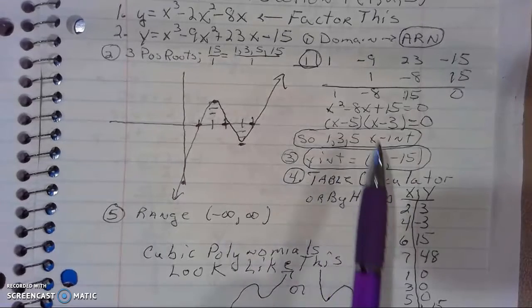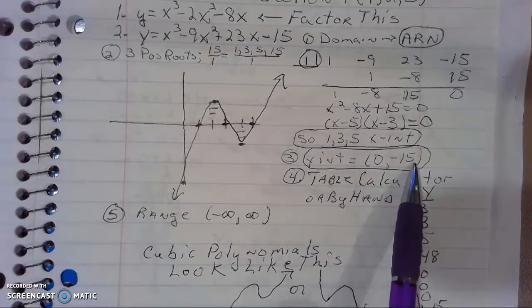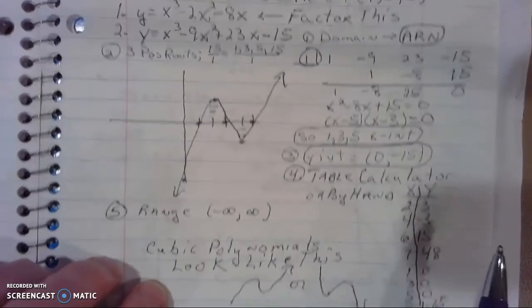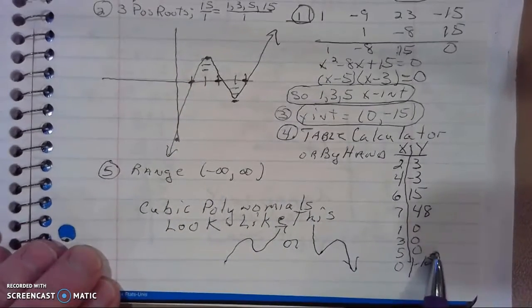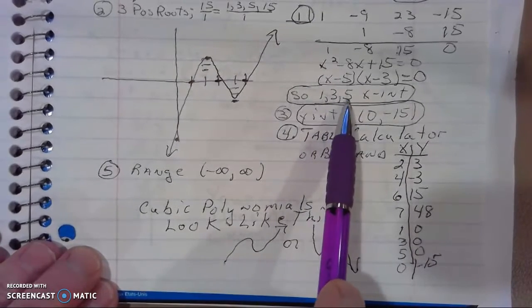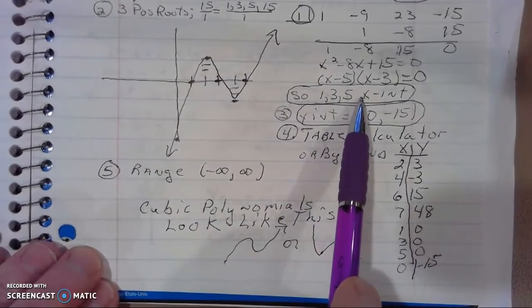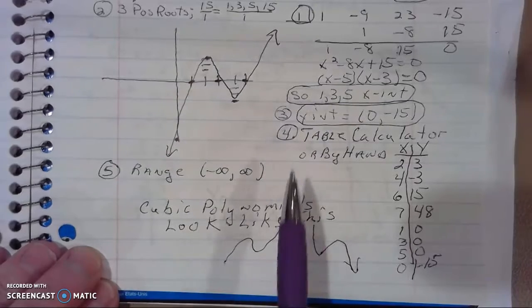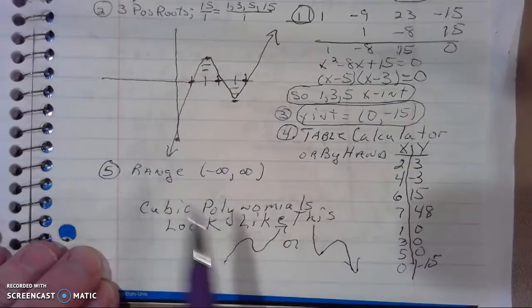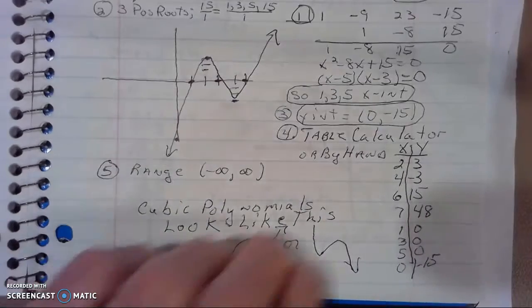My y-intercept, put 0 in for the x, gives you negative 15. Then, either with the table or by hand, find some other values, as I did here. And it's helpful to find values in between your x's, and maybe to the right of your x and to the left of your x, as I've done. But I found these points, and I get this graph here.